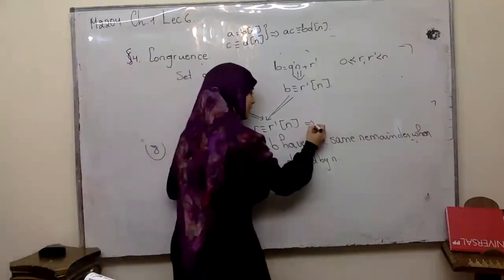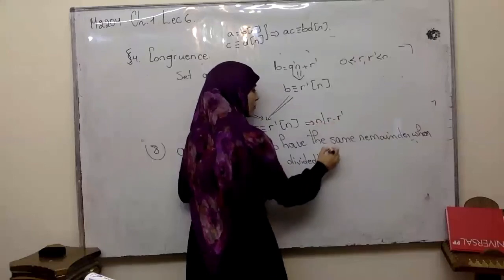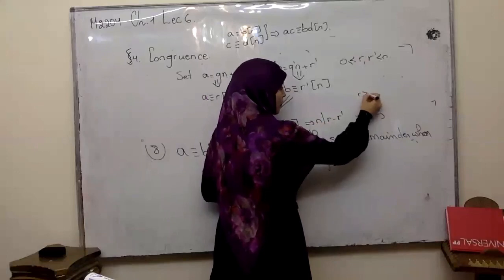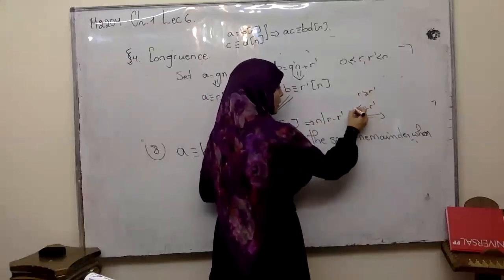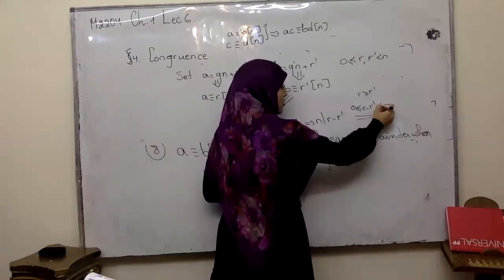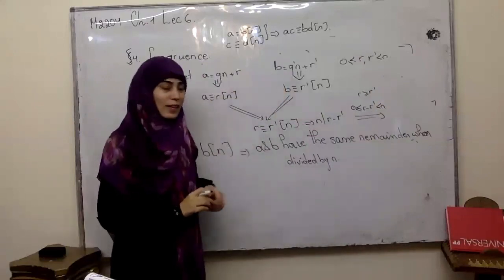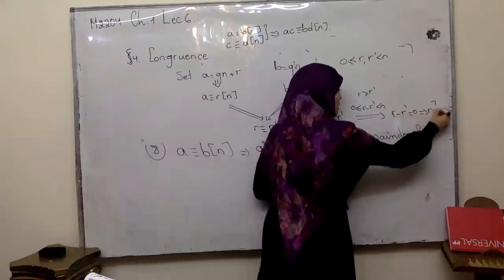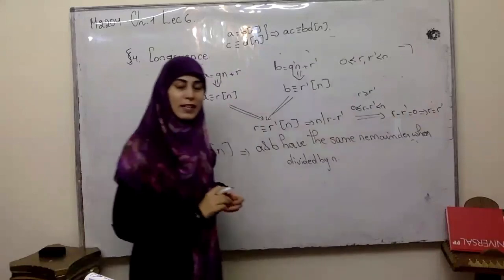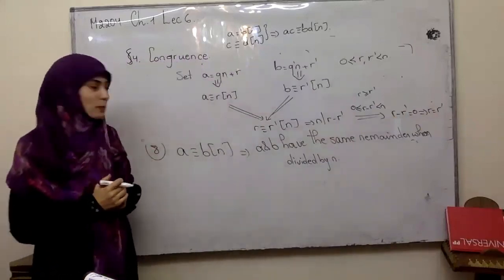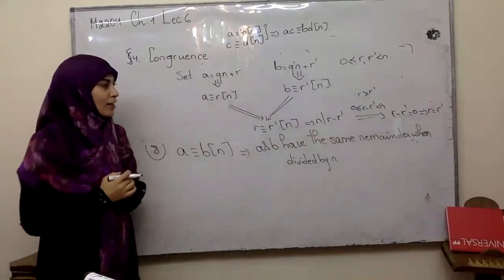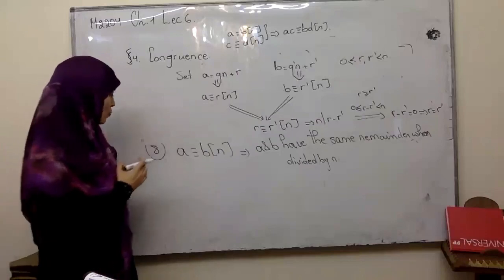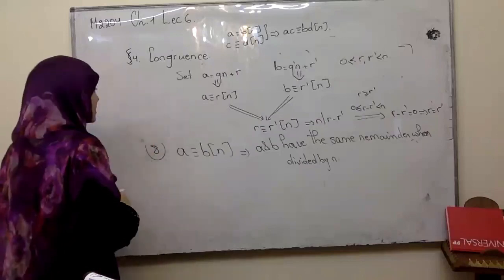That is, N divides R minus R prime. Okay, I will assume without loss of generality that R is greater than or equal to R prime. R minus R prime is strictly less than N. Okay, then R minus R prime should be equal to 0, and so R is equal to R prime. So when we have A congruent to B modulo N, then A and B have the same remainder when divided by N. What can I conclude from this property?